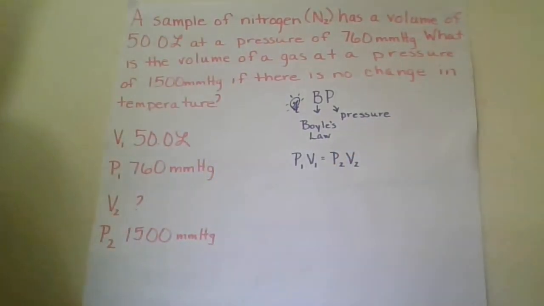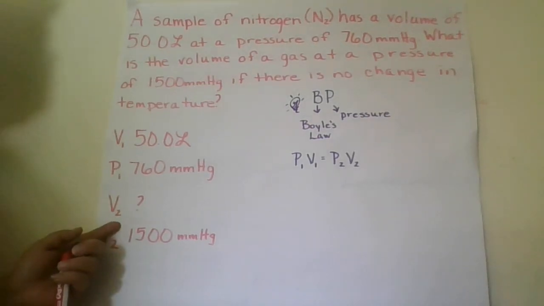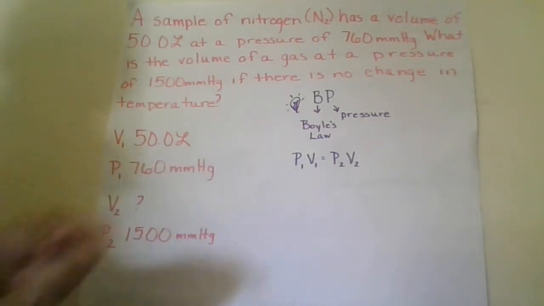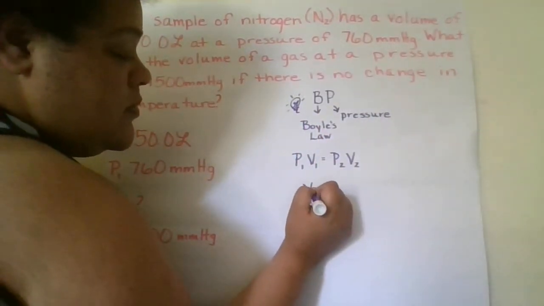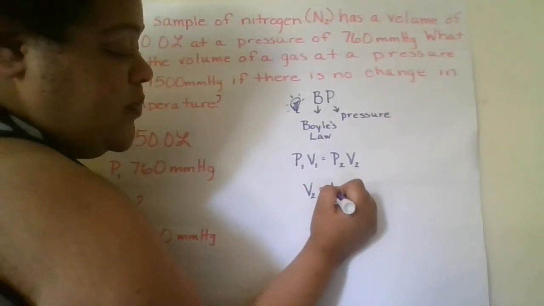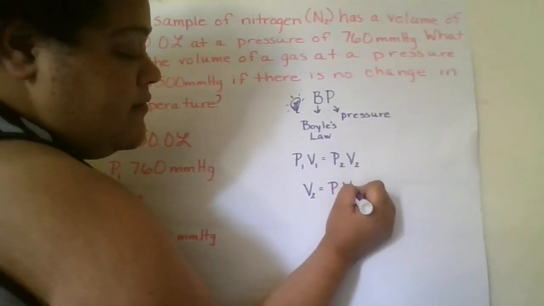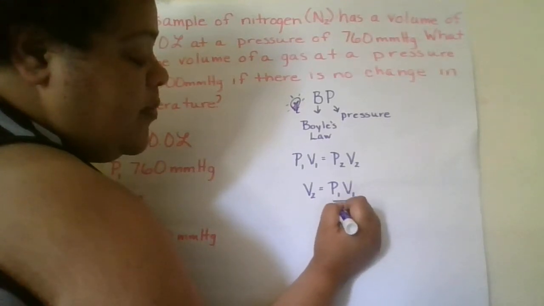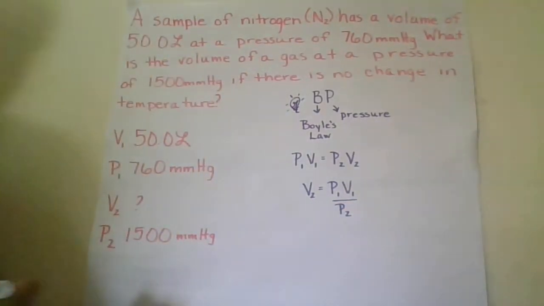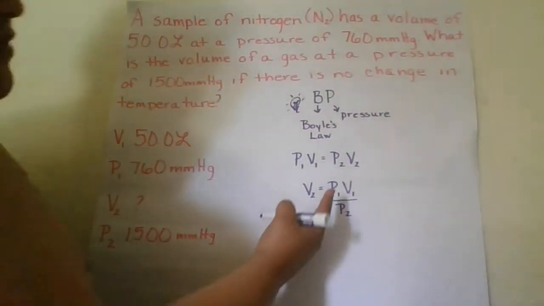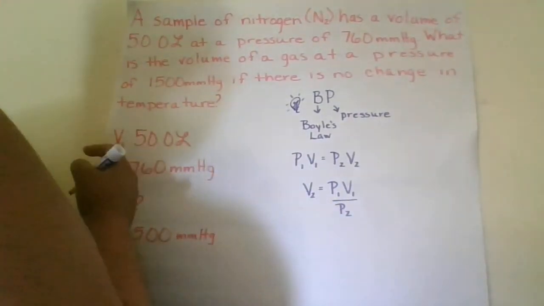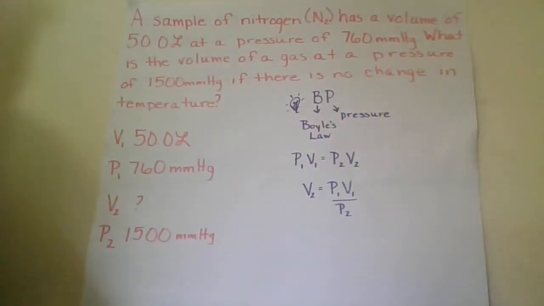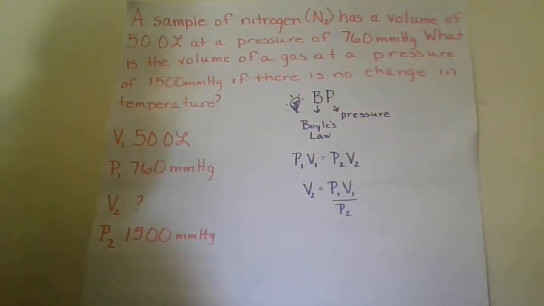V2. Now we know that we're solving for V2, so we would need the conjugate or derivative of this formula. So V2 is equal to P1 V1 over P2. And this is provided in your formula sheet, or it's just the case of isolating V2, which was to divide both sides by P2. Okay? So now we get to do the part of what they call plug and chug.